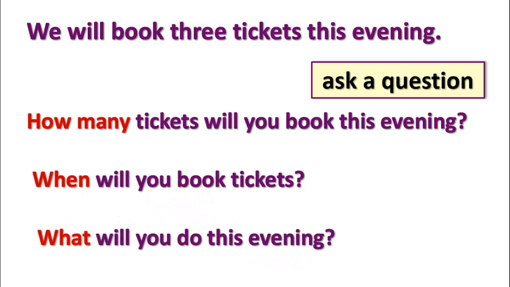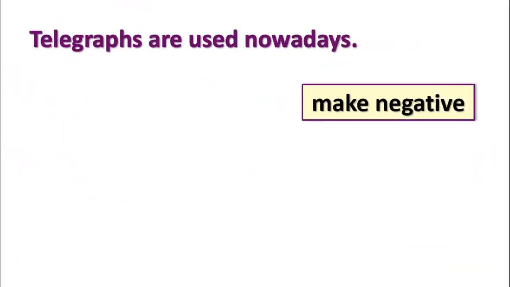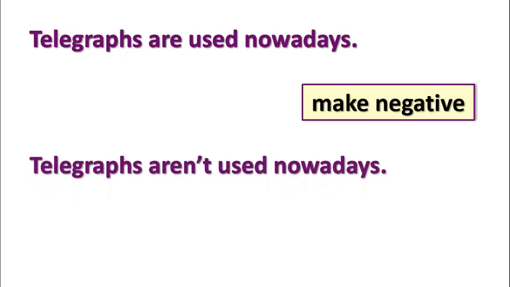Moreover, we can ask about the thing that you will do. So we are going to use what here? What. So the question is going to be, what will you do this evening? Okay, so all of these are questions that we can form for this sentence. What about the second one here? We want to make it negative. Telegraphs are used nowadays. How can we make this one negative? It's an easy one. Excellent. We can say, telegraphs aren't used nowadays.